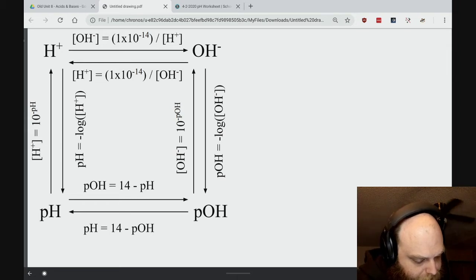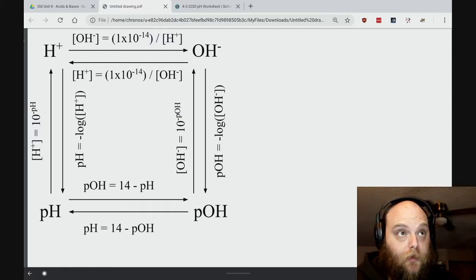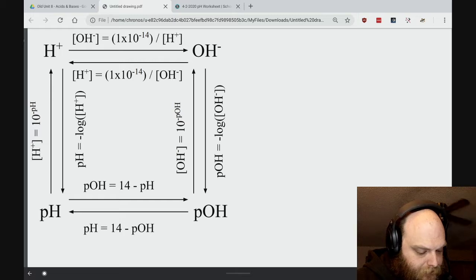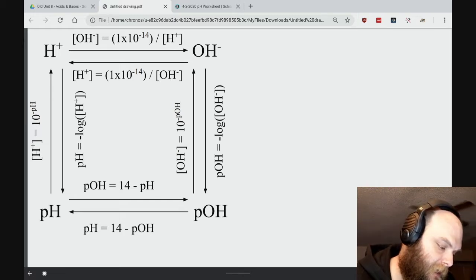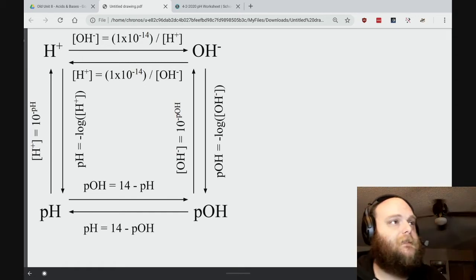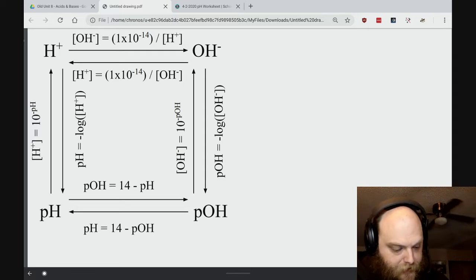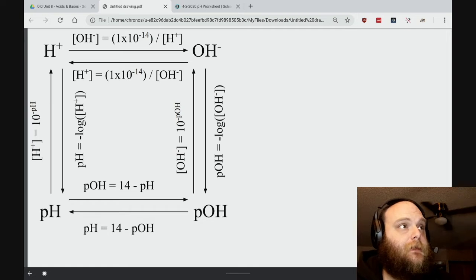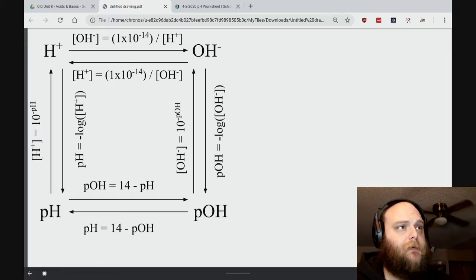pH is equal to 14 minus the pOH, or we can look and see other things. It's the negative log of the H plus. Look right here on the left-hand side. It says that pH is equal to the negative log of the H plus ion concentration. So those are the two different ways you can figure out pH.